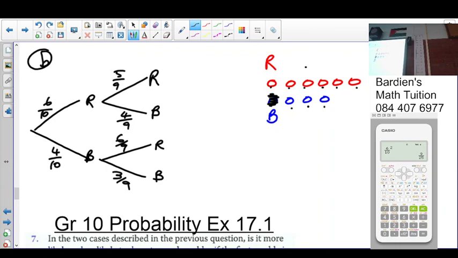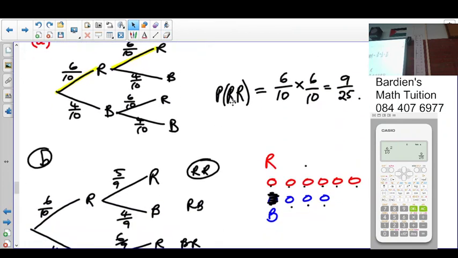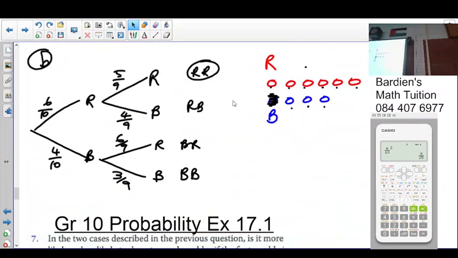What are my outcomes? Red red, red blue, blue red, blue blue. Can I now say, if I say red, red, what's the probability of 2 reds? Can I say it's 1 out of 4 now? No. Why? Because the branches are not evenly weighted. The probability of the branches are not even. You guys understand? Right. In our previous calculation, we also calculated the probability of drawing 2 reds. Not so? So let's work out the probability of 2 reds here.